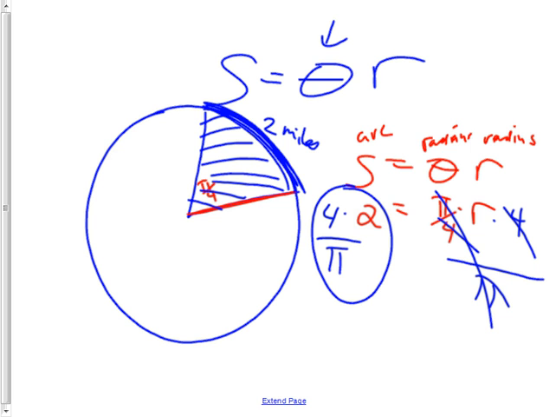What's good about leaving the pi in there? It's exact. As opposed to if you took a calculator and did 8 divided by 3.141592653, blah, blah, blah, you'd get a nice decimal answer, but it wouldn't be exact anymore because you had to round pi.